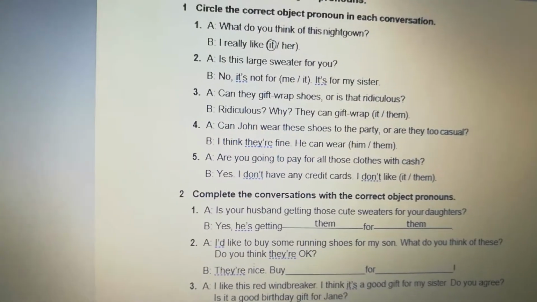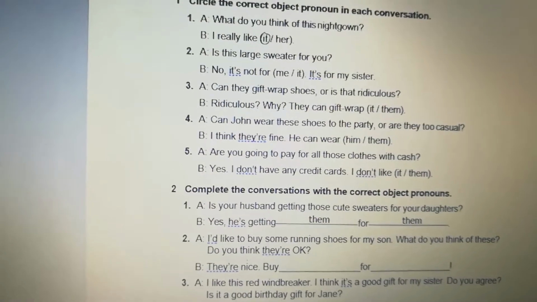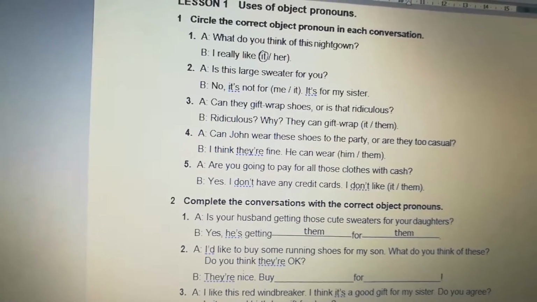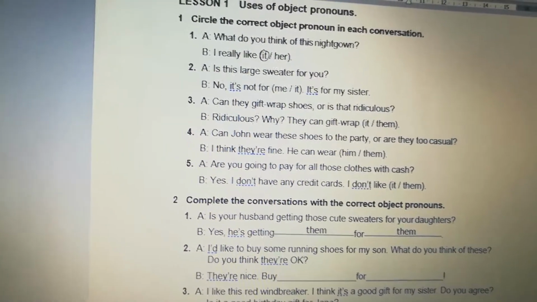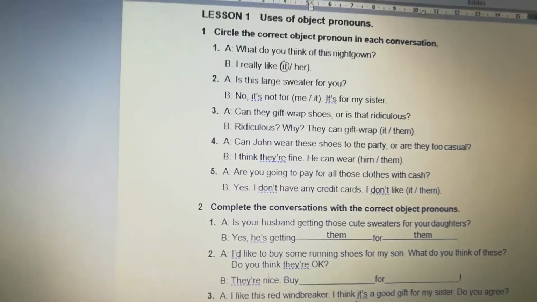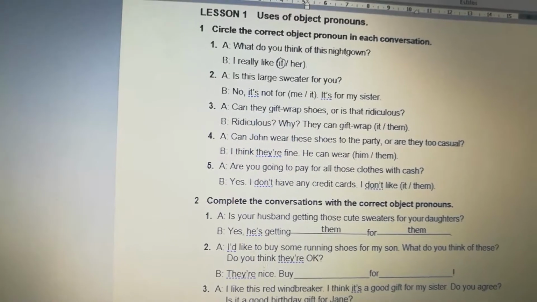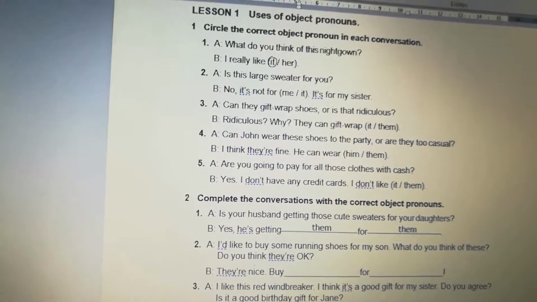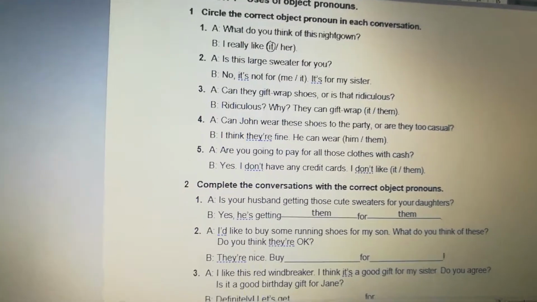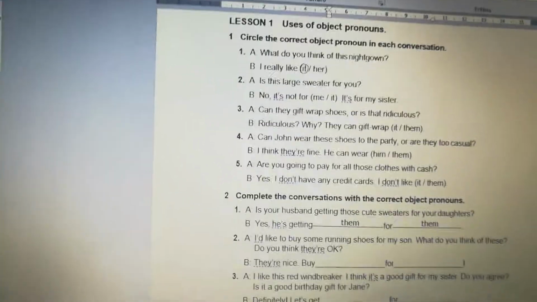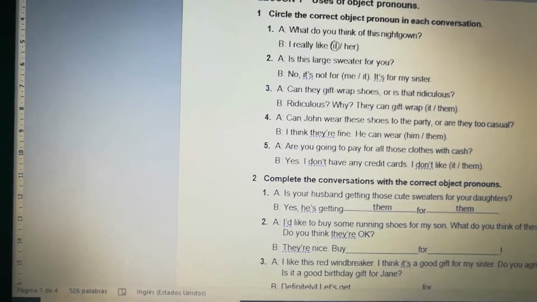What do you think of this nightgown? I really like it or her. Obviously it. Why? Because a nightgown is a thing, okay? So it. For example, in number 2, is this large sweater for you? No, it's not for me, or it's not for it. It's not for me, okay? It's for my sister. So you complete the rest of the exercise. You have 3, 4, and 5.